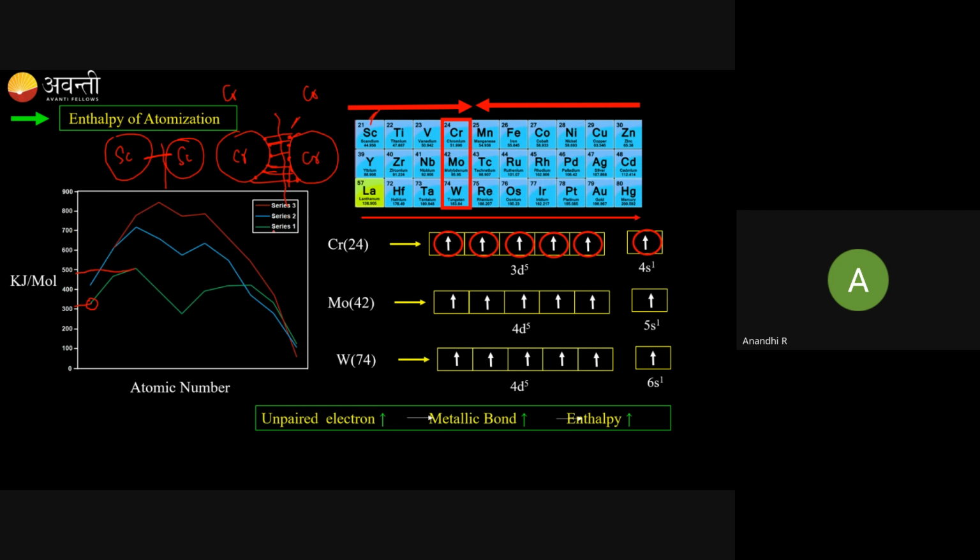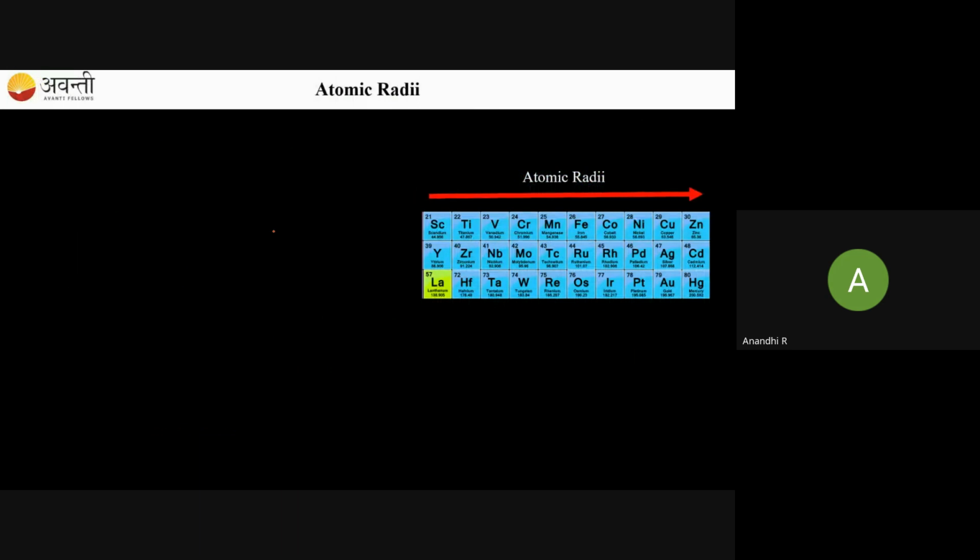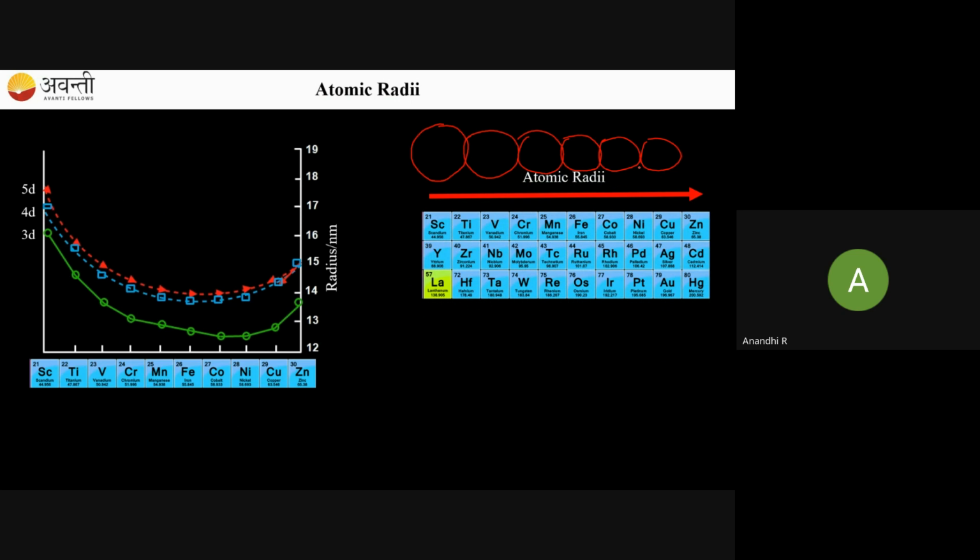Yes. So the next physical property is atomic radius. We all know across the period atomic radius decreases. So scandium, then titanium, then vanadium, chromium, manganese. The size decreases across the period. The same is the case with the D block elements also. Okay, so you see here.